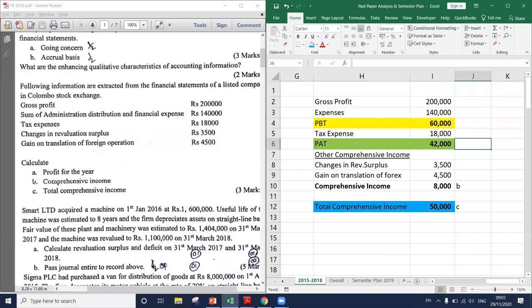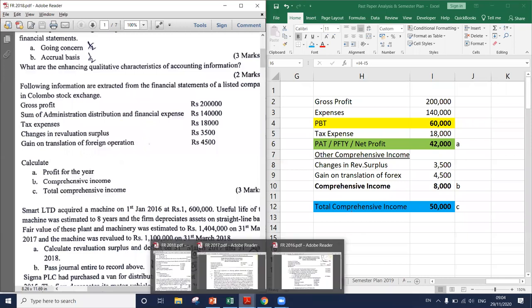Right, profit for the year means the same as profit after tax. Whether we say profit after tax, profit for the year, or net profit, all three mean the same thing. Therefore this should be the answer for part A, 42,000. So 42,000 should be the profit for the year figure. Profit for the year amount 42,000. Okay. And that is from 2018.